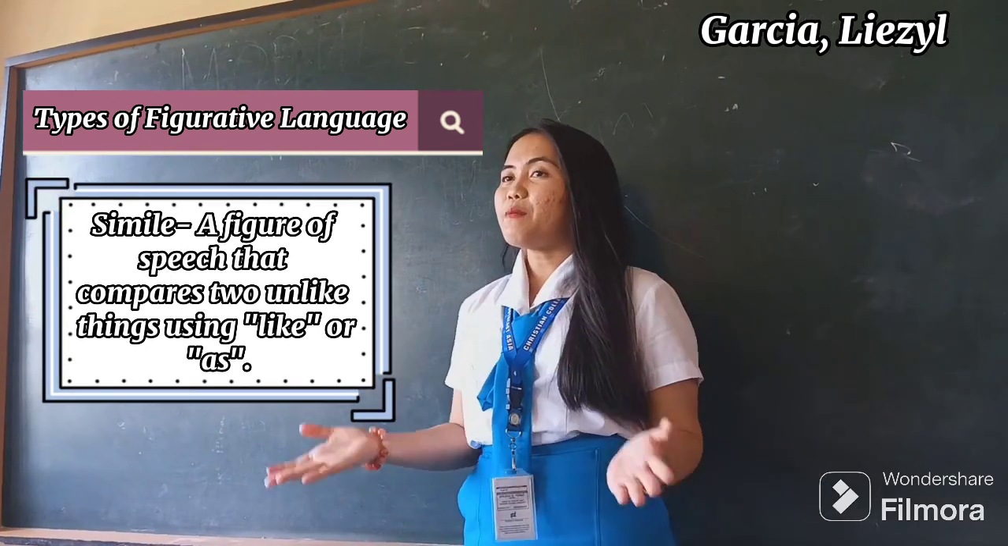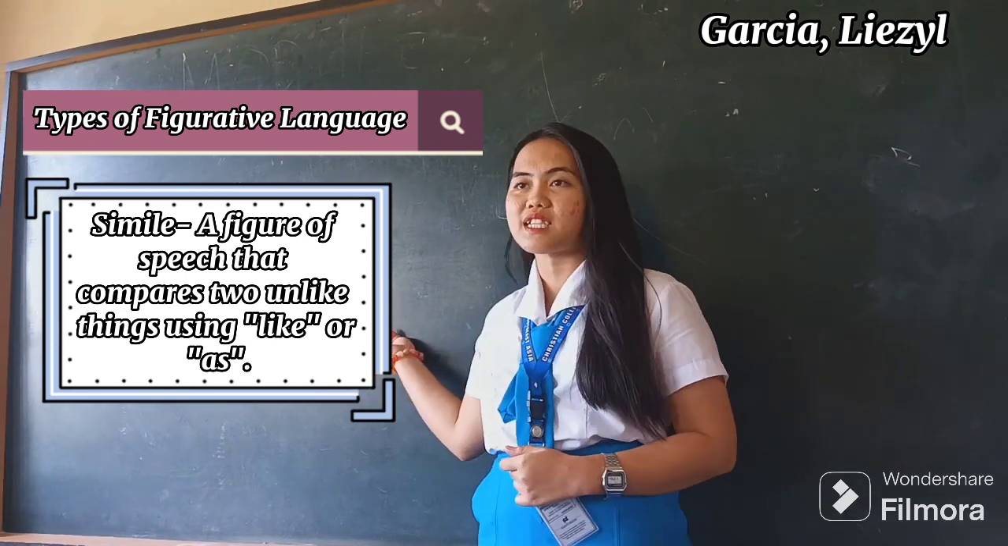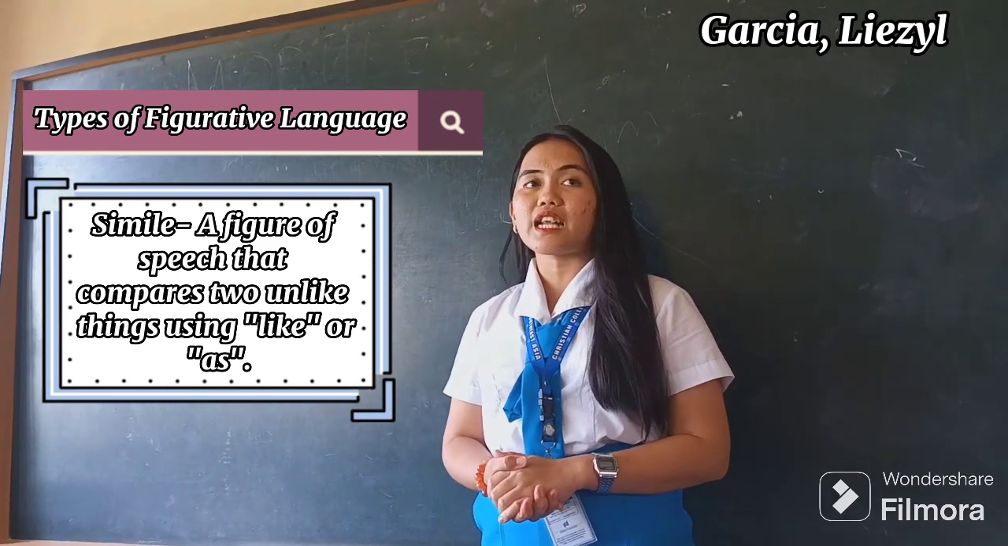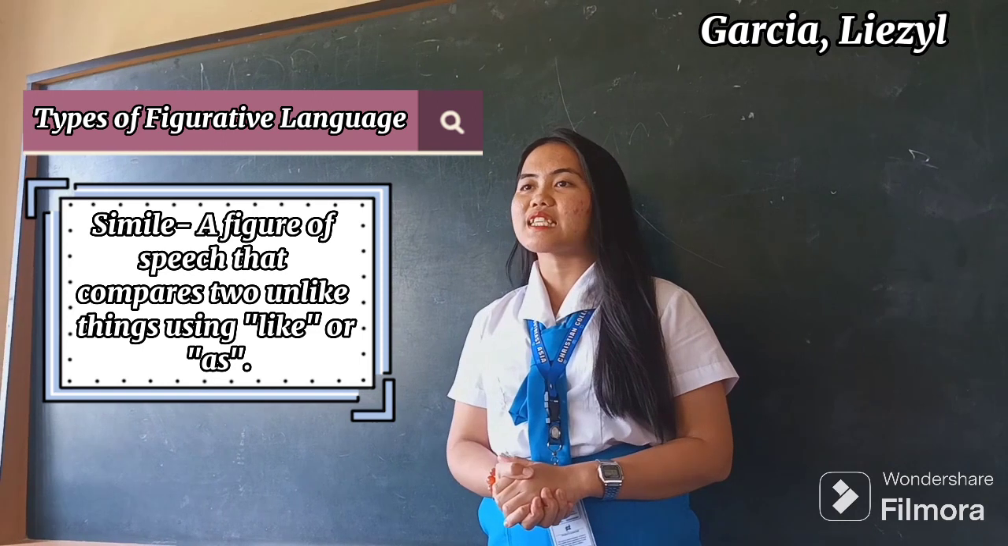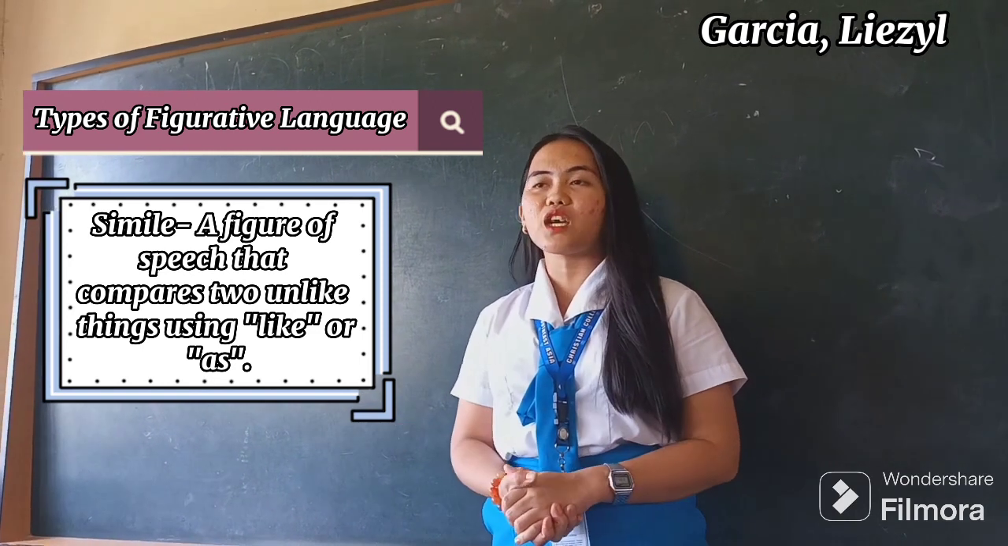simile. Simile, a figure of speech that compares two unlike things using like or as. Examples: my mother is busy as a bee. They fought like cats and dogs. My dog barked as loud as thunder. Her love for her children is as constant as the passing of time.